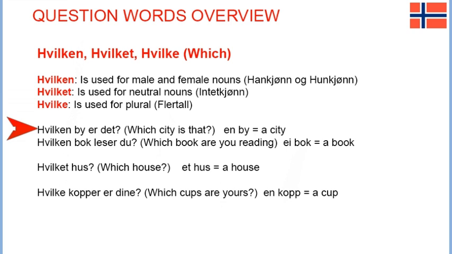So en by, a city, is a male noun. Hvilken by er det? Which city is that? Hvilken bok leser du? Which book are you reading? Again, male, female. Go to the neutral nouns. Hvilke hus? Or hvilket hus? Et hus is a neutral noun. And last, for plural, hvilke kopper er dine? Which cups are yours? As you see, kopper, er ending, means it's a plural, indefinite form.